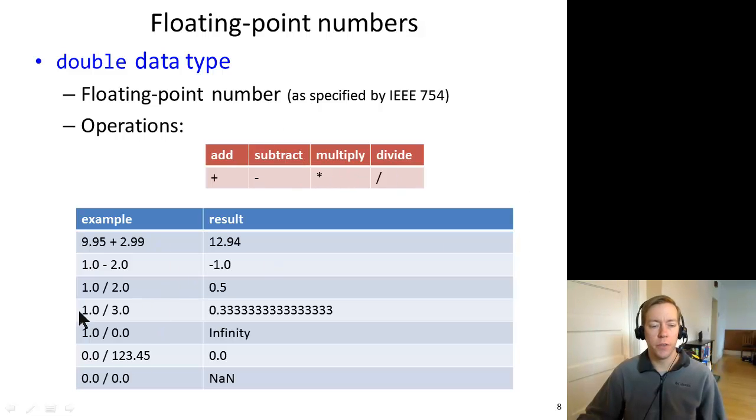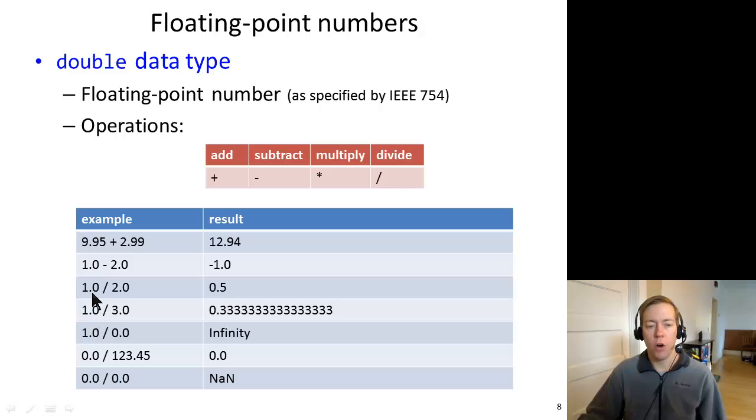And once you have the double data type, all these literals in the example column here are doubles because they have a decimal. Even though 1.0 may be the same as 1, the 0.0 tells Java we actually mean a floating point data type and not an integer data type.